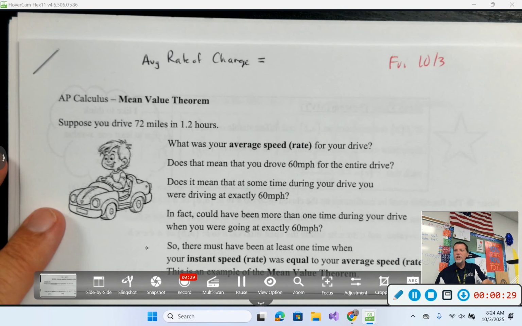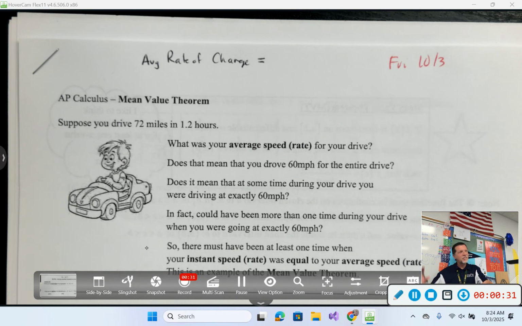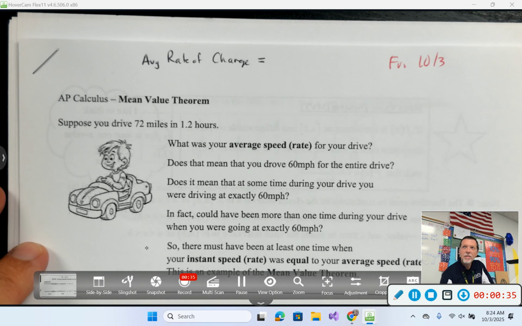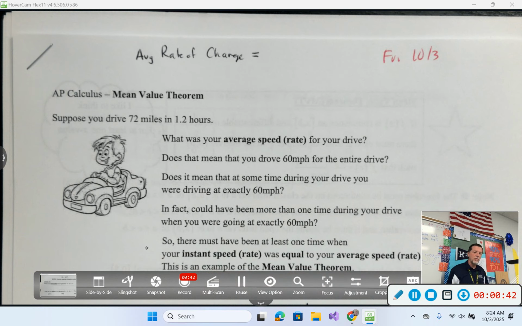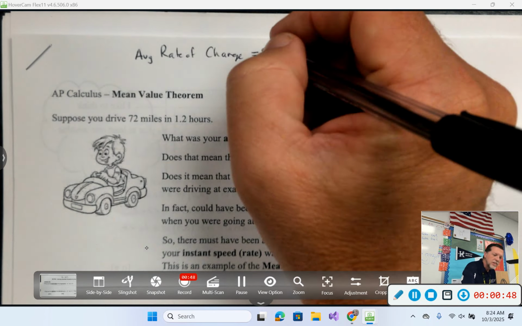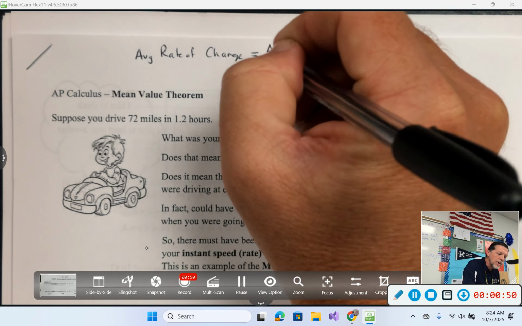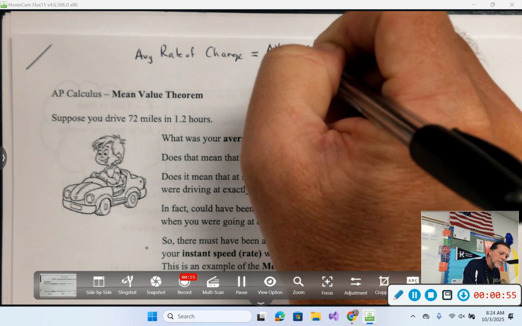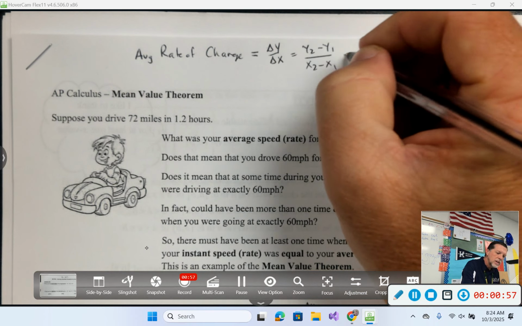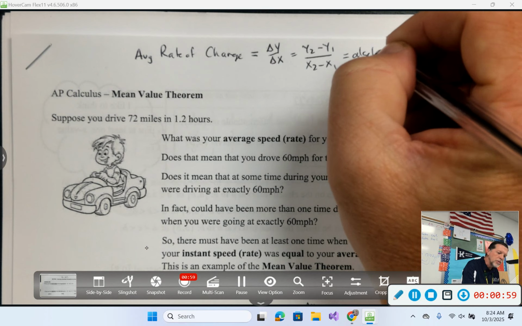What's the average rate of change? Either in a formula or just concept? What's average rate of change mean? Barrett? Okay. You're thinking like being specific to speed and velocity and that kind of stuff. But more generically even? Change in y over change in x. y2 minus y1 over x2 minus x1. Sometimes we just call it the algebra slope.